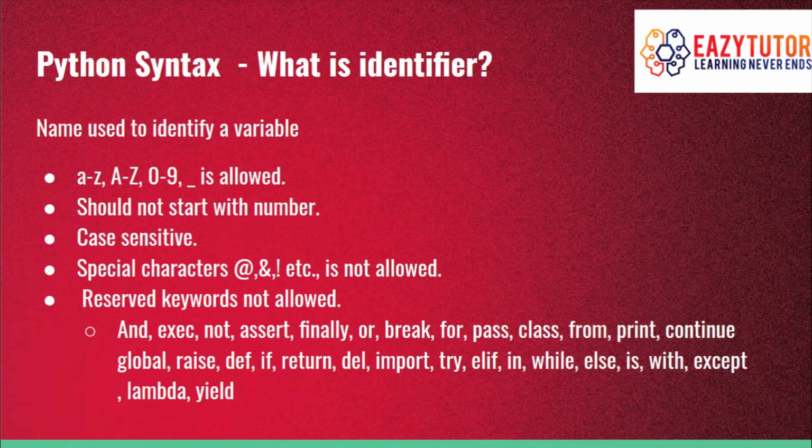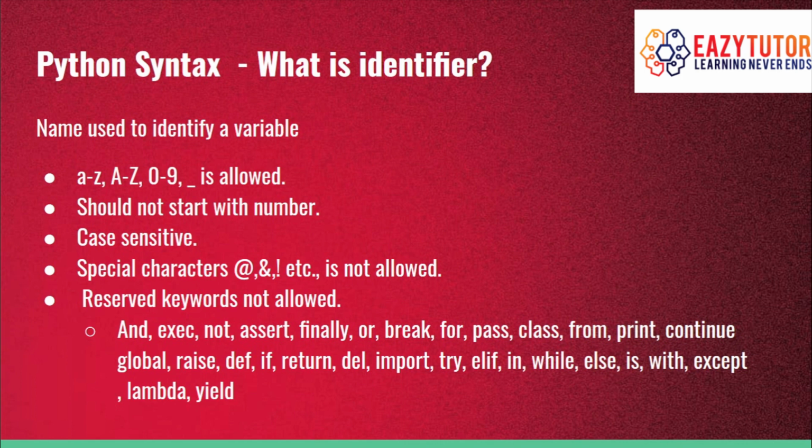Now we'll go further in Python syntax. Now we are going to learn what is an identifier. Identifier is nothing but a name which we use to identify a variable. Now, what is a variable? Variable is nothing but a container which holds some data. A data can be an integer or number, a text or string, or anything. And Python has its own data types as well, which we will be learning in the subsequent lessons. And as of now, imagine a variable is a container which holds some data.